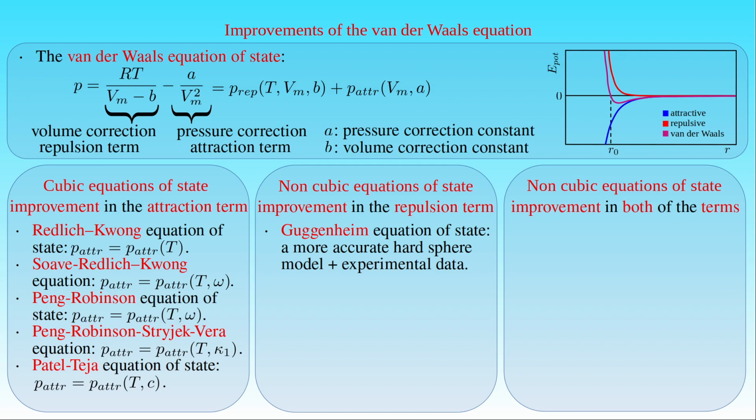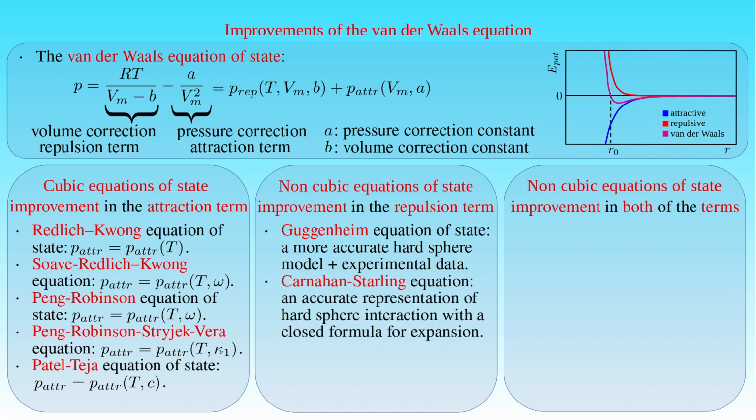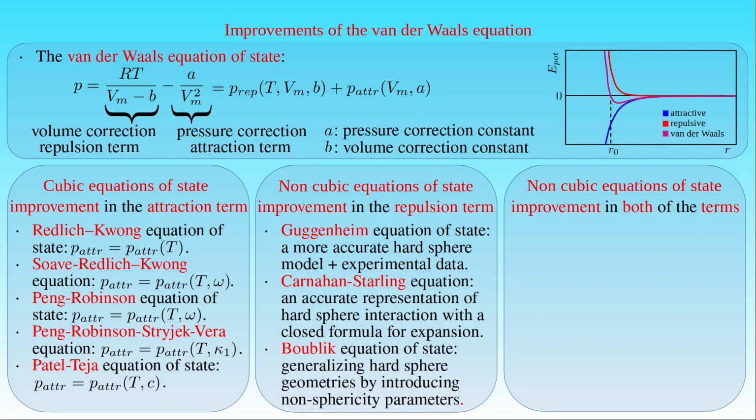The next non-cubic equation of state we will consider is the Carnahan-Starling equation, where a more accurate representation of the hard sphere interactions is achieved by applying the virial expansion of the repulsion term with a closed formula for the expansion coefficients. The last equation of state in the second group we talk about is the Bublik equation of state, where the hard sphere geometries of the interacting molecules are generalized by using non-sphericity parameters in the attraction term.